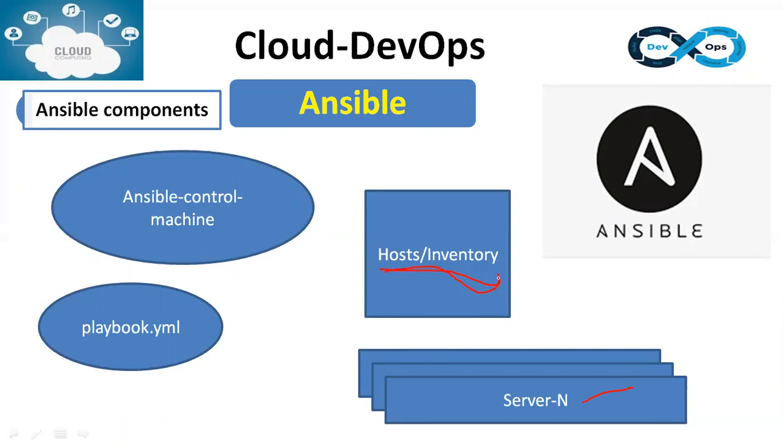Previously, the same HOSTS file was called inventory. You can call it by any name. The Ansible control machine is the machine where you will install your Ansible. Playbook.yaml is the file where you will define your script. In that, you will define your tasks. Whatever tasks you want to perform on these particular servers, you will define in the playbook.yaml.